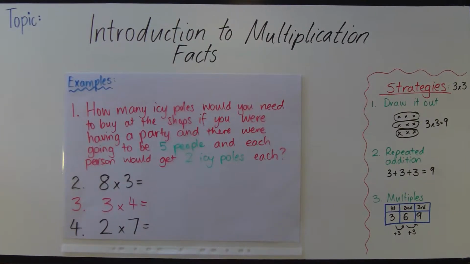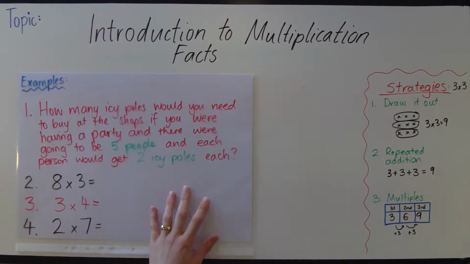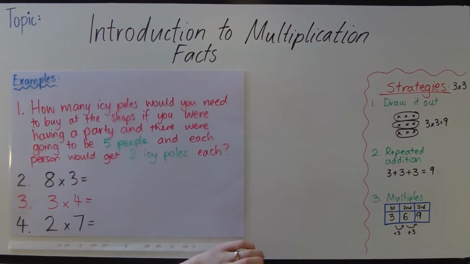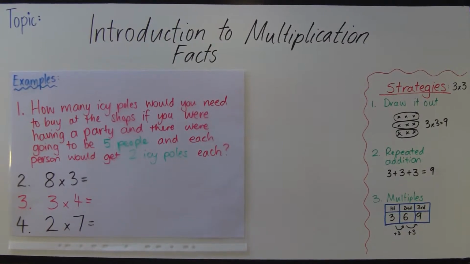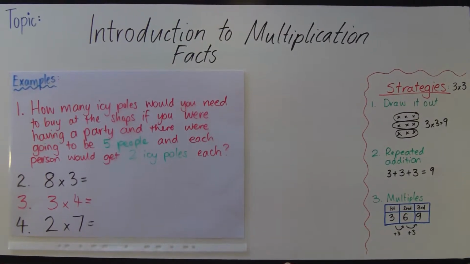So here we've got: how many icy poles would you need to buy at the shops if you were having a party and there were going to be 5 people and each person would get 2 icy poles each? Now to work out this sort of question, you can use a few different strategies. It depends on what you like best. This is basically when you're trying to recall the facts. You need to know what the facts actually mean, and this is going to help us out.